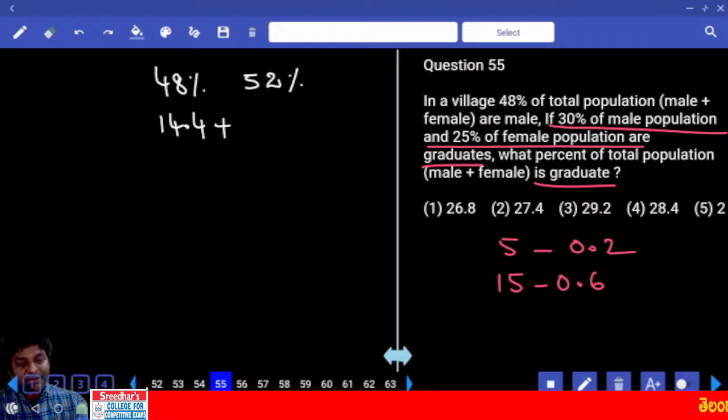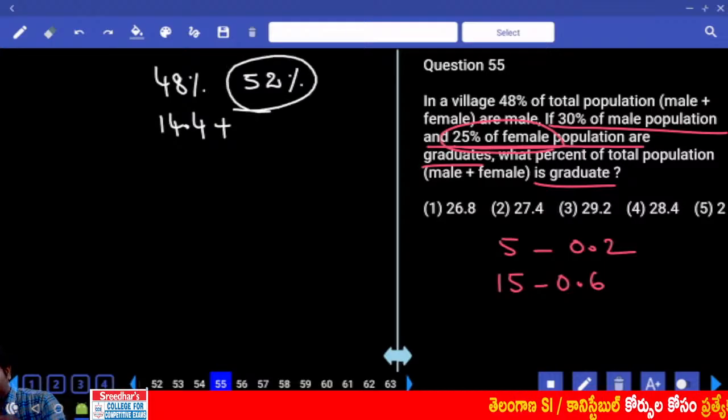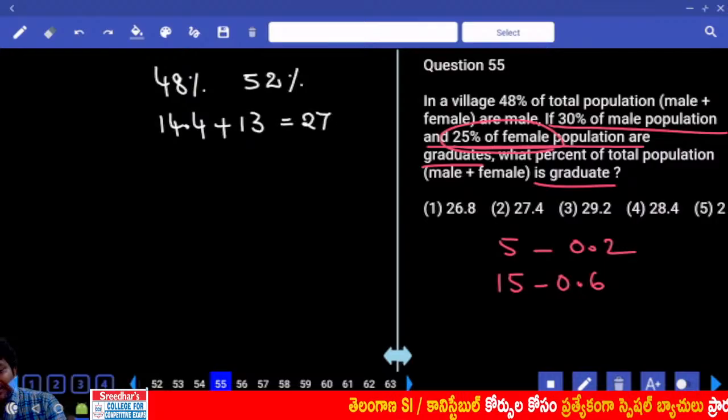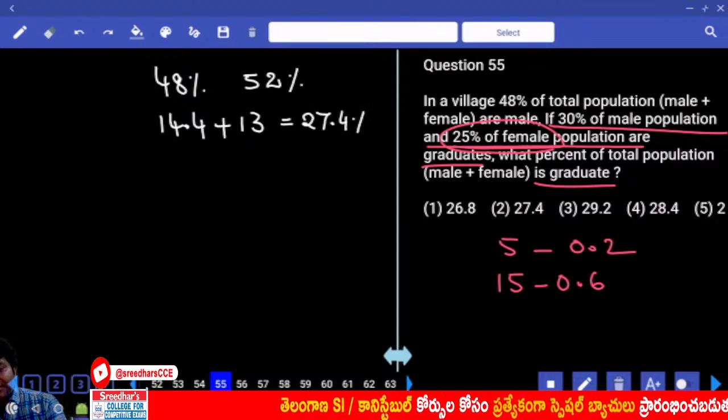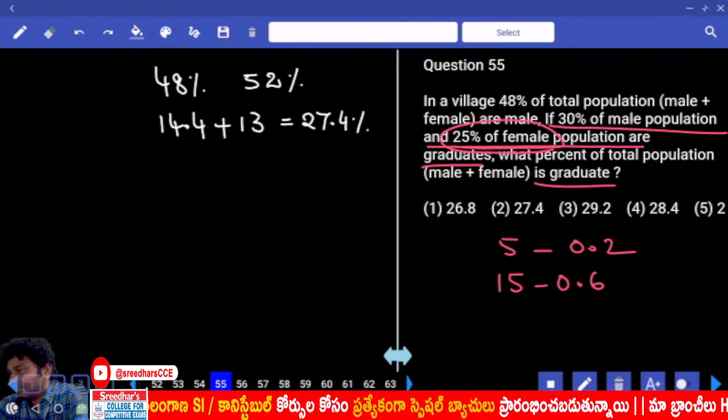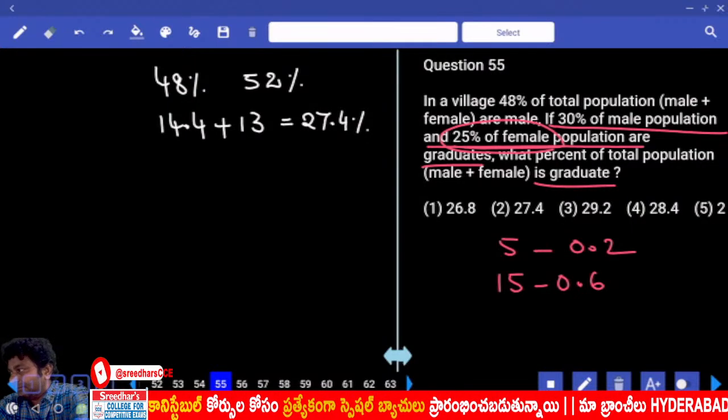So, male graduates we already have. Female graduates, what percent of female are graduates? Which is 1/4 only. Half of this number, 26. Again half, 13. Then total, 27.4% of the total population are graduates. Clear?